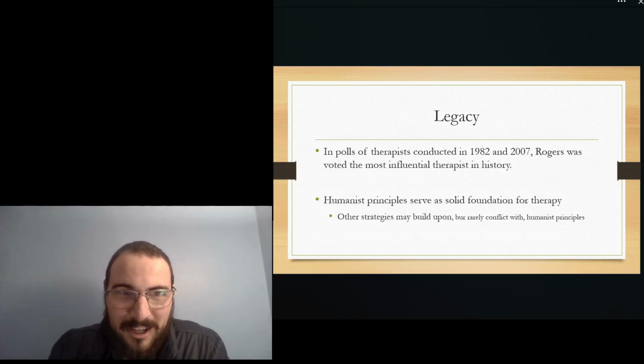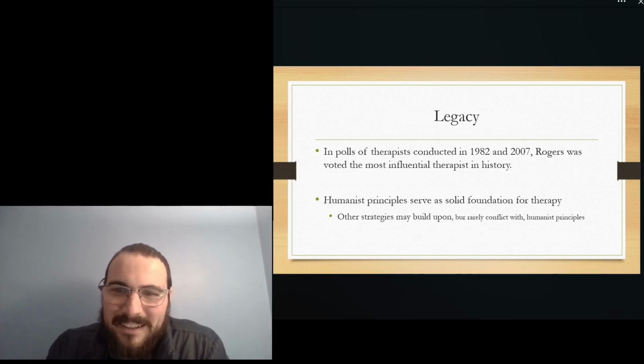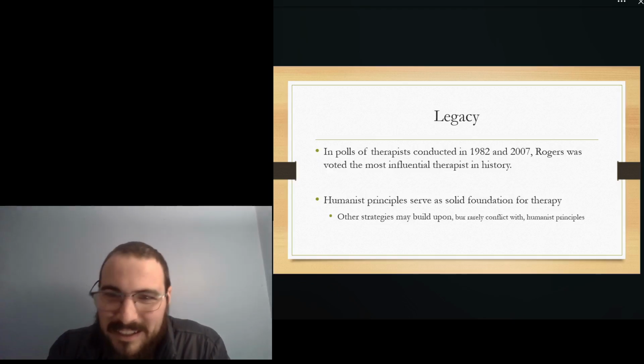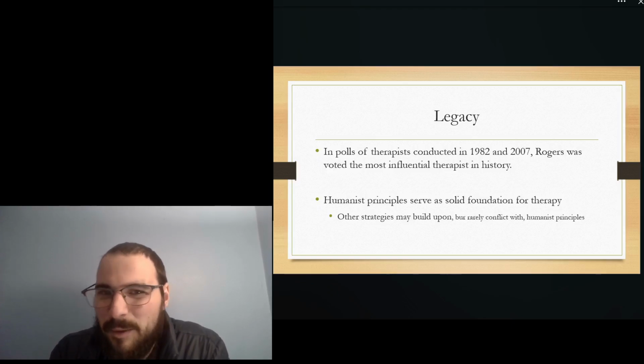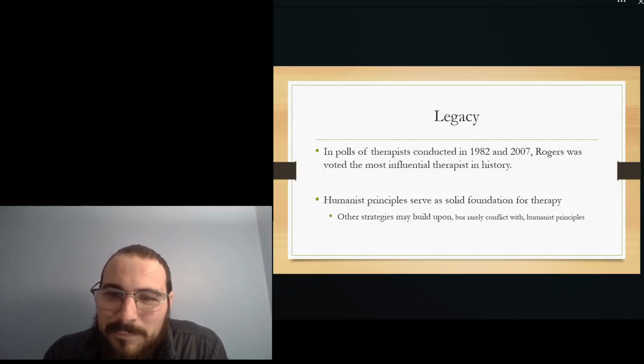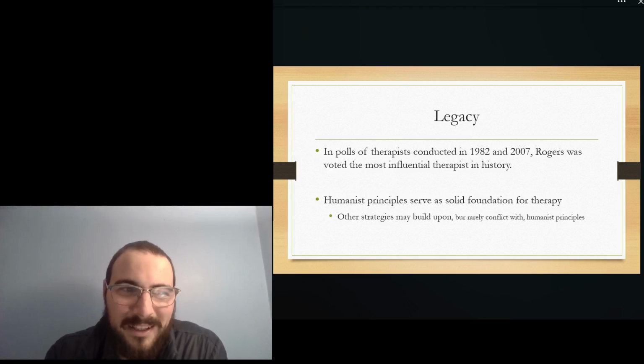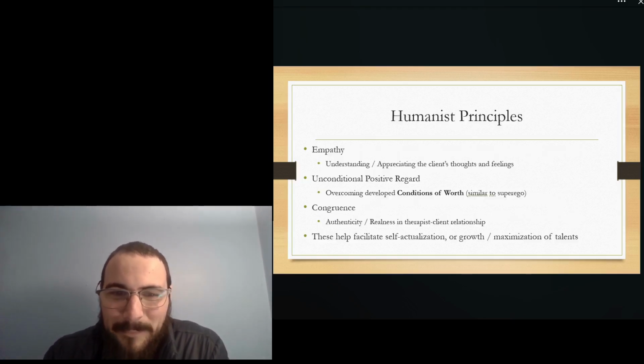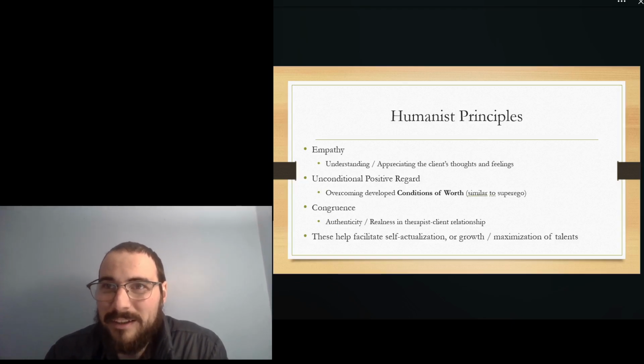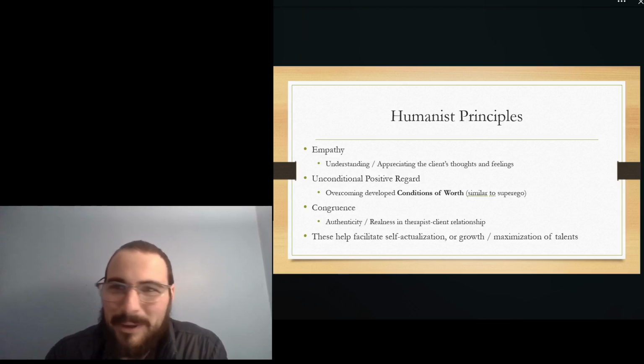And he has a really strong legacy, reflecting the fact that in two different polls in the 80s and 2000s, probably if he did another one he would be up there too, he was voted as the most influential therapist in history by a poll of therapists. And his humanist principles, I would say, serve as a very solid foundation for therapy. So if you follow these as a therapist, that can create a really good environment for the client receiving therapy to grow and to see themselves as worthy and positive, and to ultimately lead to self-actualization and maximize their talents.